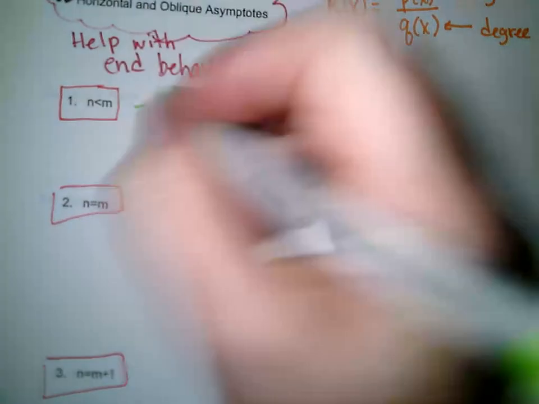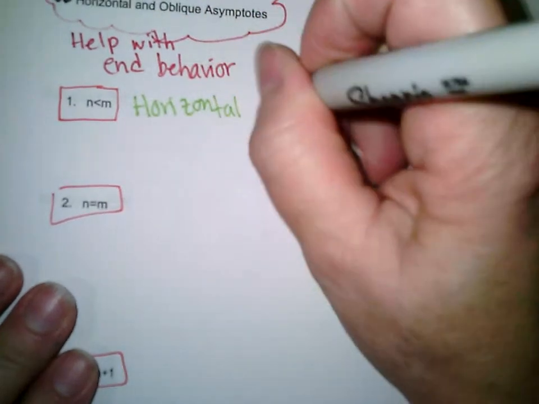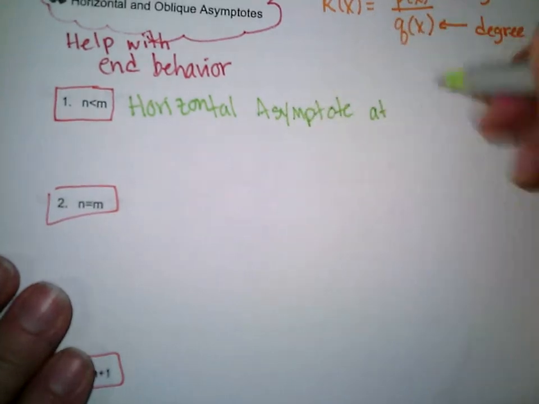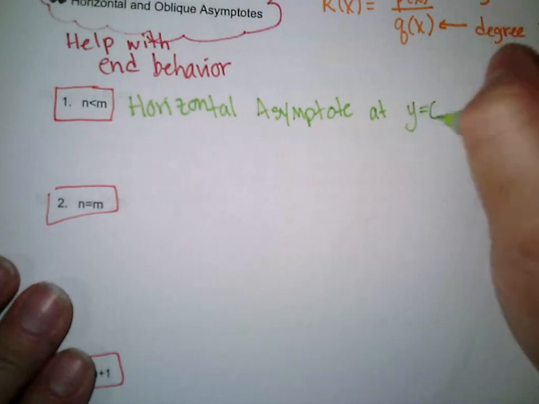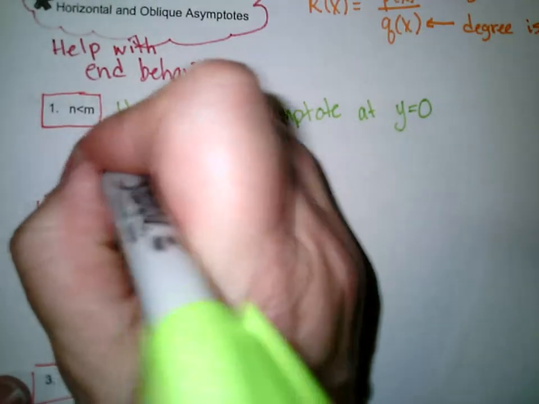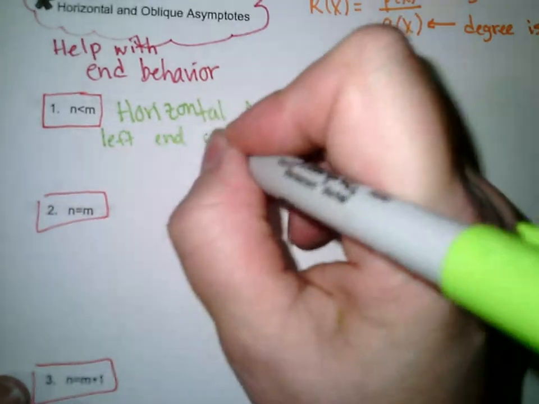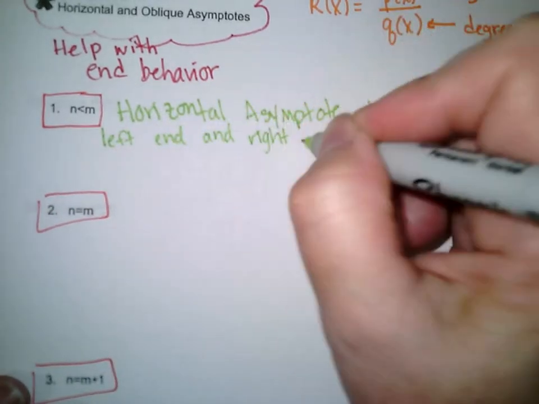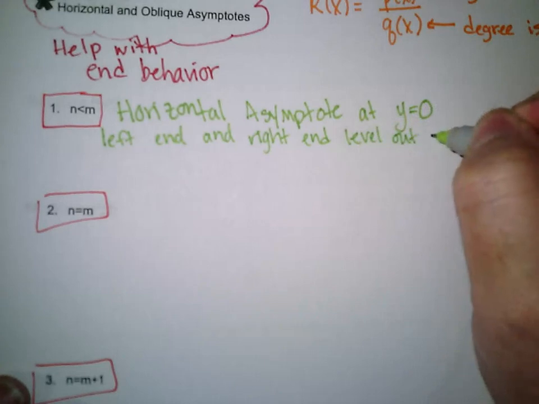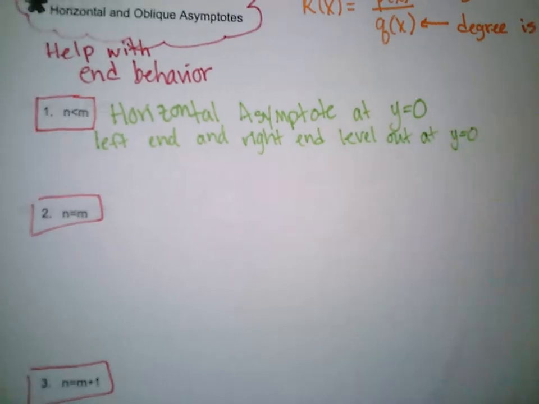In this case, we are going to have a horizontal asymptote at y equals 0. So what's going to end up happening is that the left end and the right end level out at 0. So these functions do some crazy stuff in the middle, but at the ends, they are going to kind of level out. Like, if you look at them from a far enough distance away, they'll look like the line y equals 0.